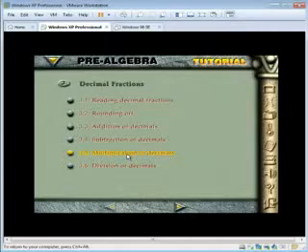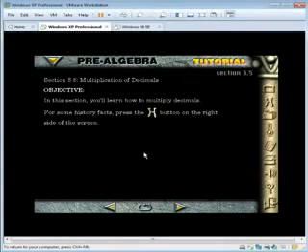Chapter 3, Section 3.5. Multiplication of decimals. In this section, you'll learn how to multiply decimals.